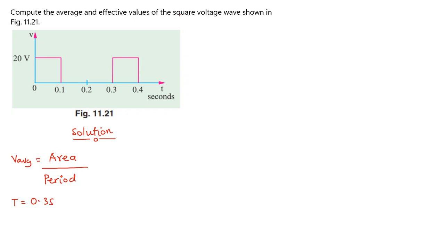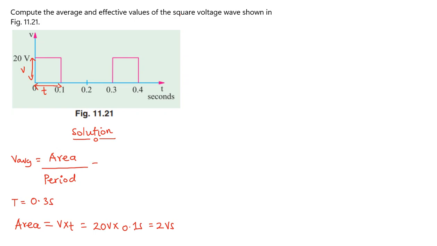And then for the area, this is a square wave. So the area will be the product of two of its sides. We have one side here, which is in seconds, and another side here, which is in volts. So let's name this V and this T. The area will be V times T. In this case, that will be 20 volts times 0.1 second. When we do this, we get 2 volt-seconds.